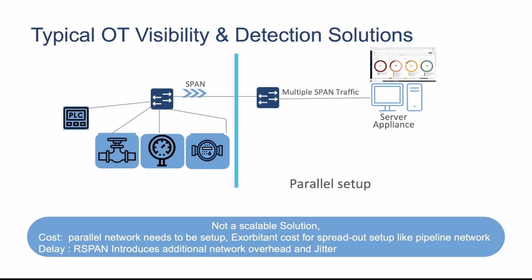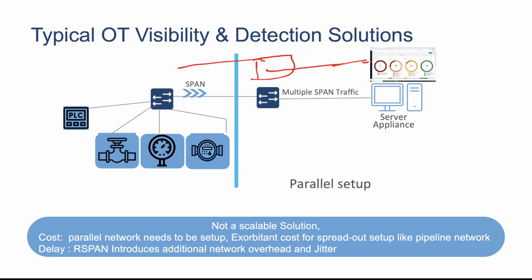A typical OT detection solution normally works by spanning the traffic. All the traffic from your OT network, all the ports, are basically spanned across to a parallel network of switches, and that span traffic is then sent to the respective server appliance of that particular OEM. So this normally requires a parallel setup.